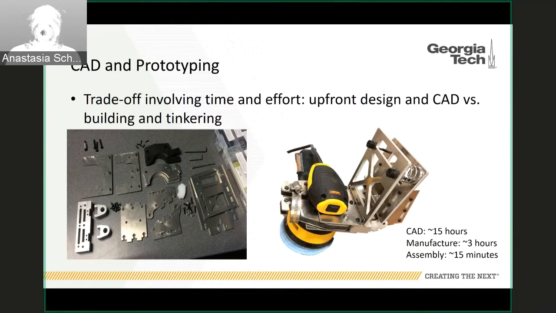Here's an example case study. It's an end effector for an electric sander. In this, the creator spent about 15 hours on CAD for all of these parts here. It took about 3 hours for them to manufacture using a water jet, and then it took them only 15 minutes to put together. If you had chosen to make that with traditional manufacturing methods with very little CAD, of course you'd have less CAD time, much more manufacturing time, and then much more assembly time, trying to put everything together and pick out the right fasteners as you go.